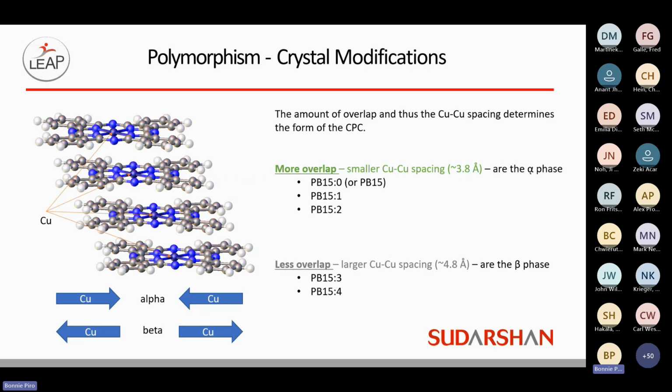So for the CPC blues, the crystal modification shows itself in terms of how much overlap the copper ions in the middle of the structure have to each other. When there is more overlap, thus a smaller distance between the two copper atoms, these are going to be the alphas, which is the 15 zeros, or sometimes you just see it as pigment blue 15, the 15 ones and twos. When there is less overlap or more spacing, these are going to be the betas, the 15 3s and 4s.